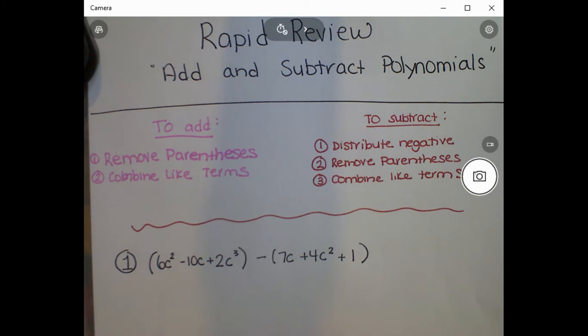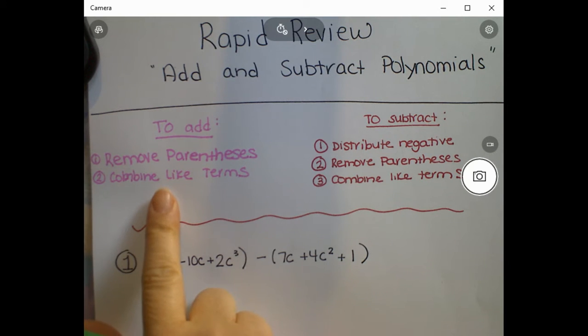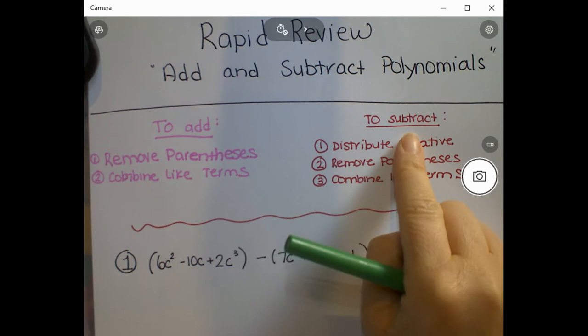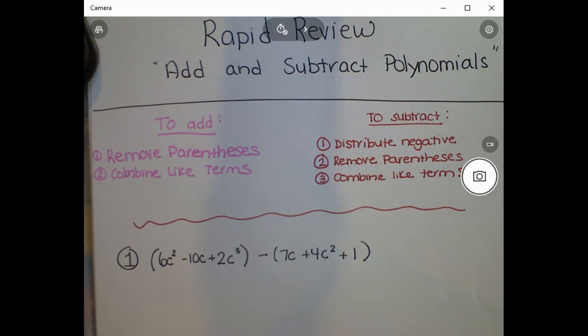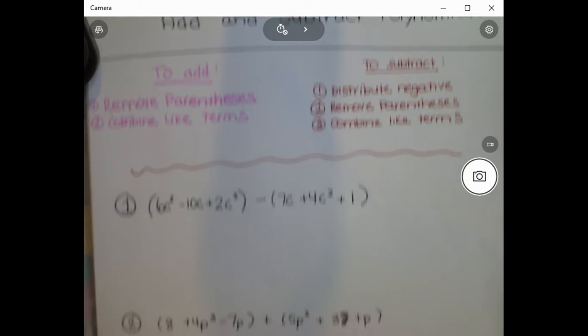When we add or subtract polynomials, there are two ways you could do it. You could either just remove the parentheses and combine like terms. Or if you're subtracting, then you need to remember to distribute the negative first. All right, so let's do a couple.